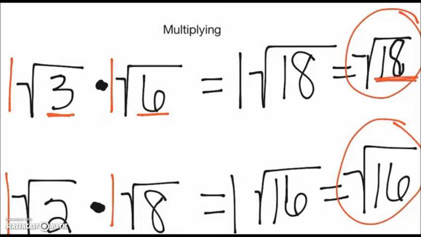The square root of 16, however, is a perfect square, and some of you may know that one, and it is 4, because 4 times 4 is 16. Okay? Again, we'll come back to the square root of 18 and how to simplify that in a moment.